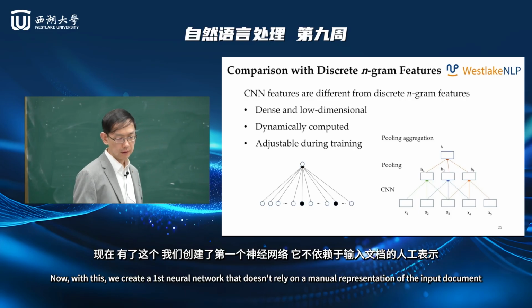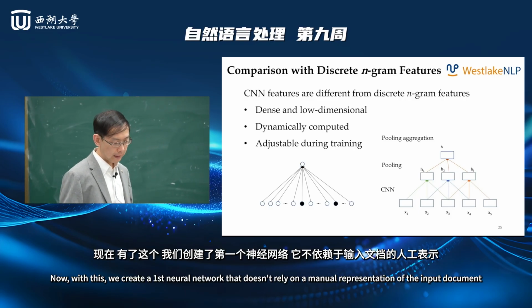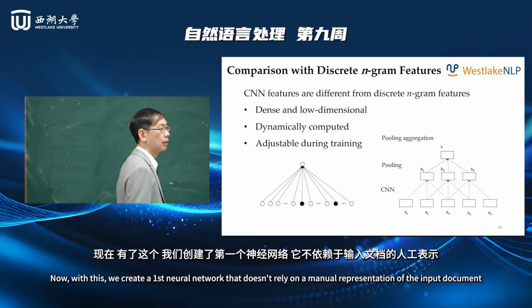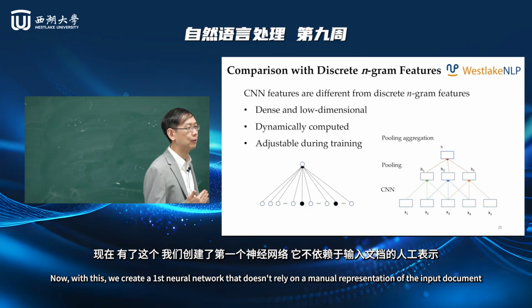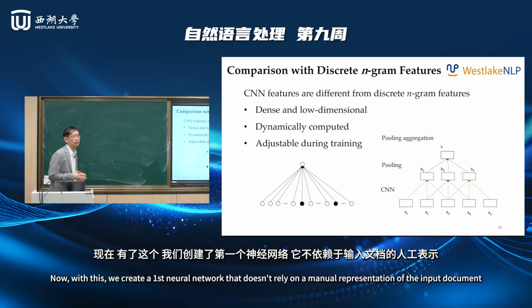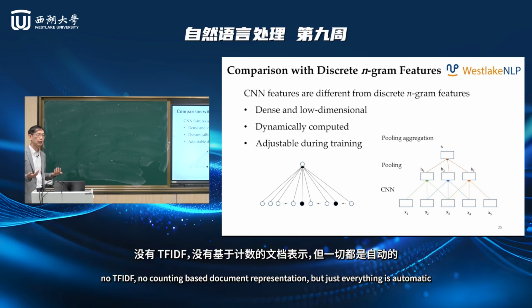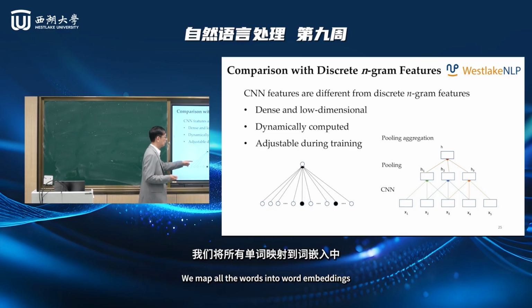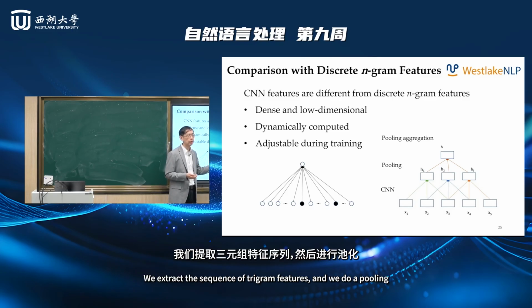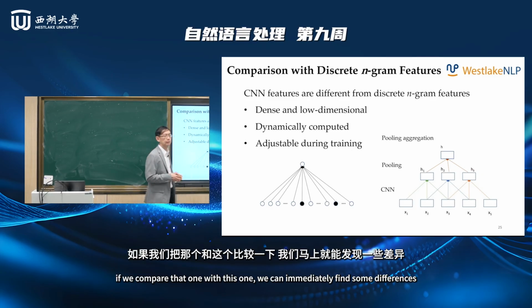Now, with this, we create a first neural network that doesn't rely on a manual representation of the input document, right? So no TF-IDF, no counting-based document representation, but just everything is automatic. We map all the words into word embeddings. We extract a sequence of trigram features, and we do a pooling. All right.